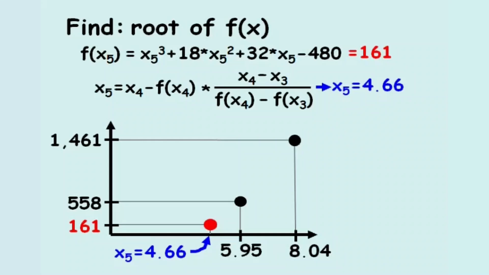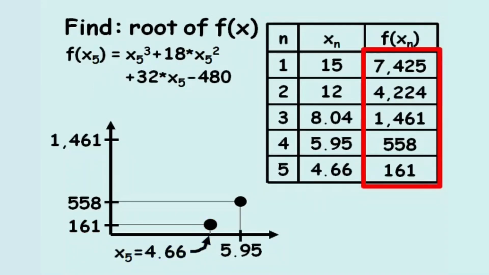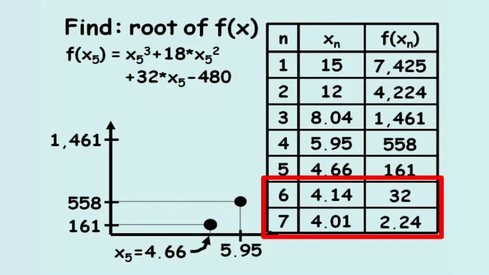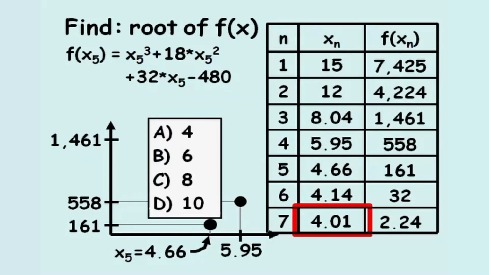If we show our 5 points in a table, we notice the value of the function is approaching 0. After 2 more iterations, we notice the algorithm converges on 4 as a root to the polynomial. When reviewing the possible solutions, the answer is A.